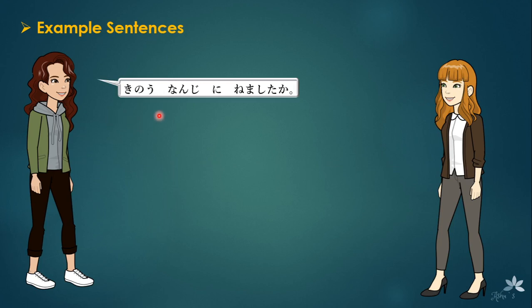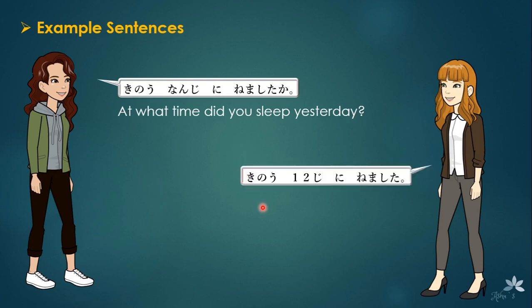Sophia is asking, 昨日何時に寝ましたか? 昨日 is yesterday, and with yesterday you have to use the past tense of the verb. So here, 昨日何時に寝ましたか? What time did you sleep yesterday? So she replies, 昨日12時に寝ました。Yesterday, I slept at 12 o'clock.